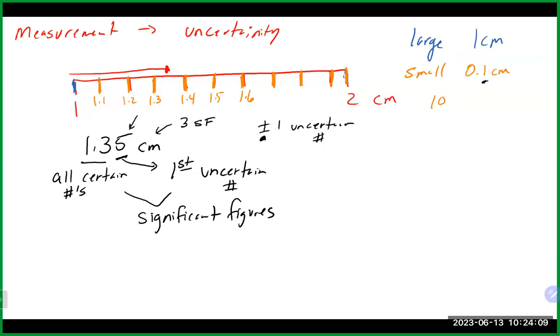You can sometimes calculate how far you could take a reading by taking the smallest marking and dividing by 2. If you take the smallest marking divided by 2, in this case, you get 0.05 centimeters, which basically says you could take it to the second decimal place like we did at this reading.